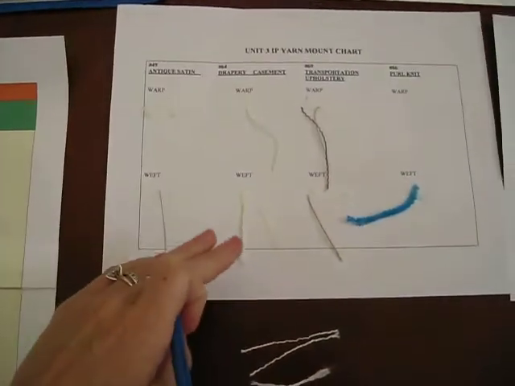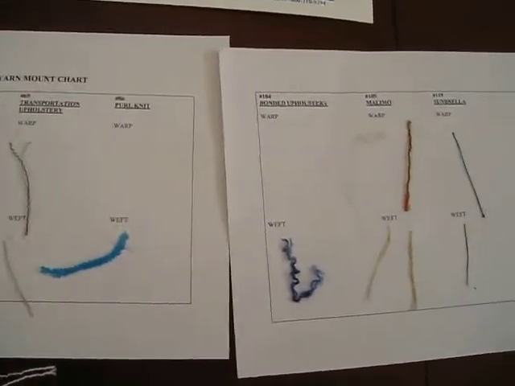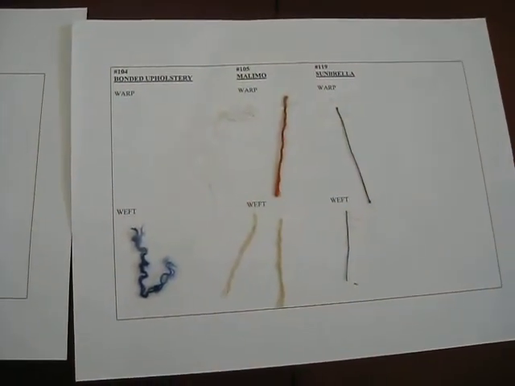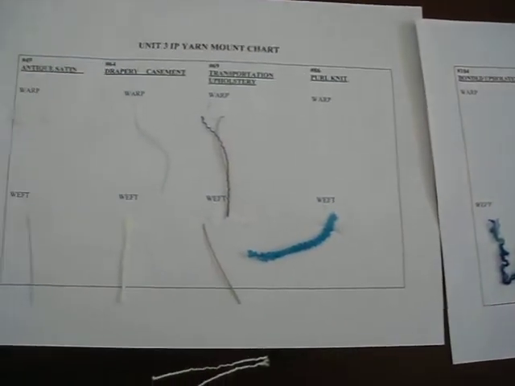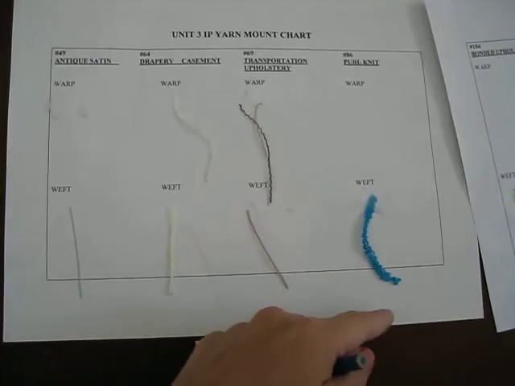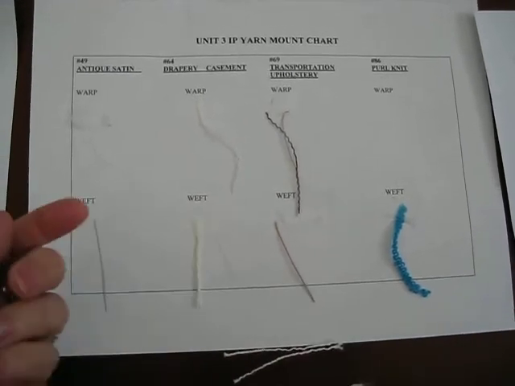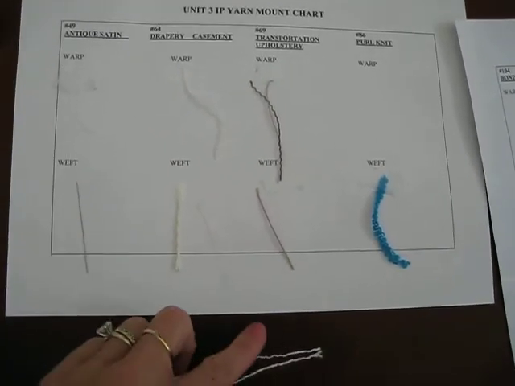There is a mount chart available which you are welcome to use, and this mount chart is just something that you can download if you wish to put your warps as I have and your wefts as I have done here, so that you could see them side by side and decide what's thin, what's very thin, what's thick, medium, etc.